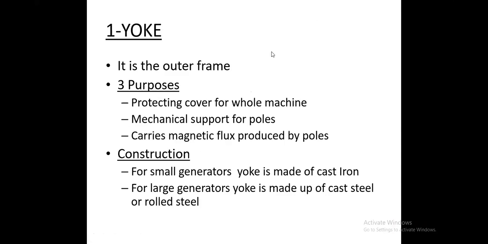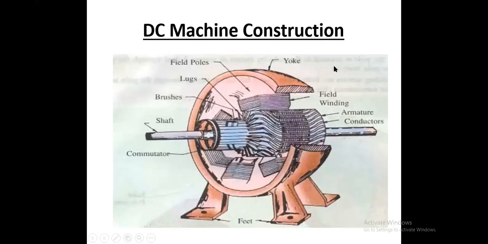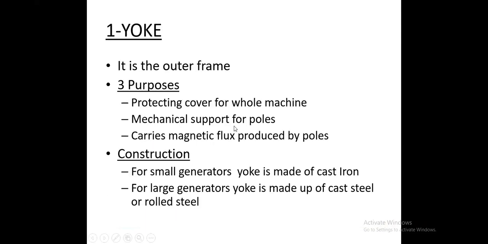Moving toward the next aspect, that is the yoke, and it is the outer frame. We all know the yoke, that is the outer frame. This is the yoke. Three purposes of the yoke: a protecting cover for the whole machine. It's a kind of coverage by which the 360 degrees of the motor can be covered by the yoke. Mechanical support for poles, because poles are the main stationary part, supported by the frame that we call the yoke. So for the main support of poles we use the yoke. It carries the magnetic flux produced by the poles.